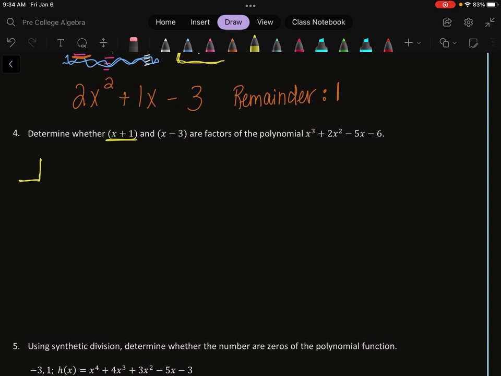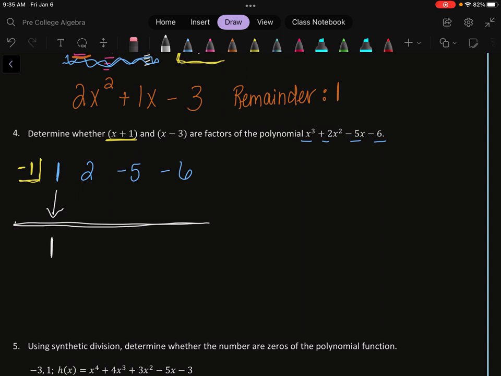So I know I'm going to have -1. The 0 of x plus 1 is -1. And then I need to write my coefficients. Very nice. I have all the x variables in decreasing exponential order. So I have 1 because that's 1x cubed. 2, -5, -6. And then I do this little guy. I drop down the 1.